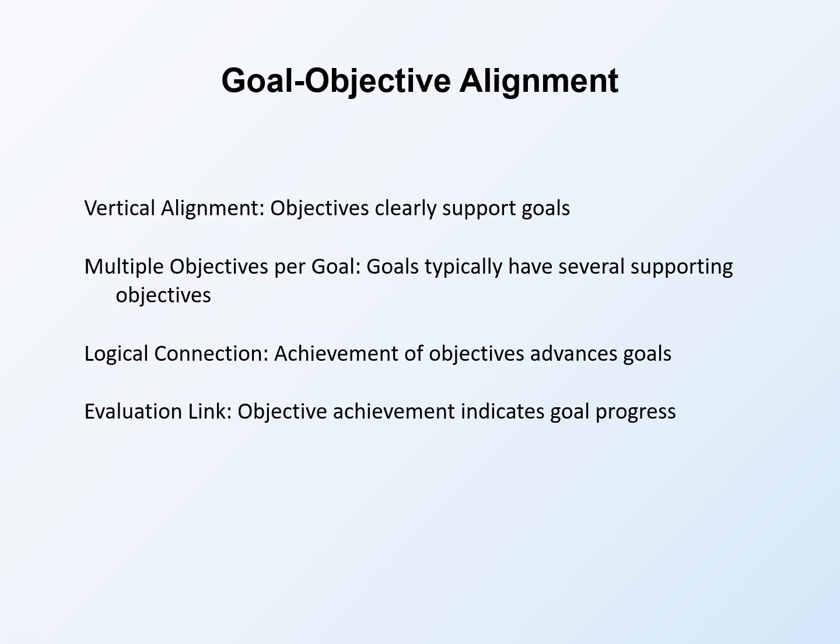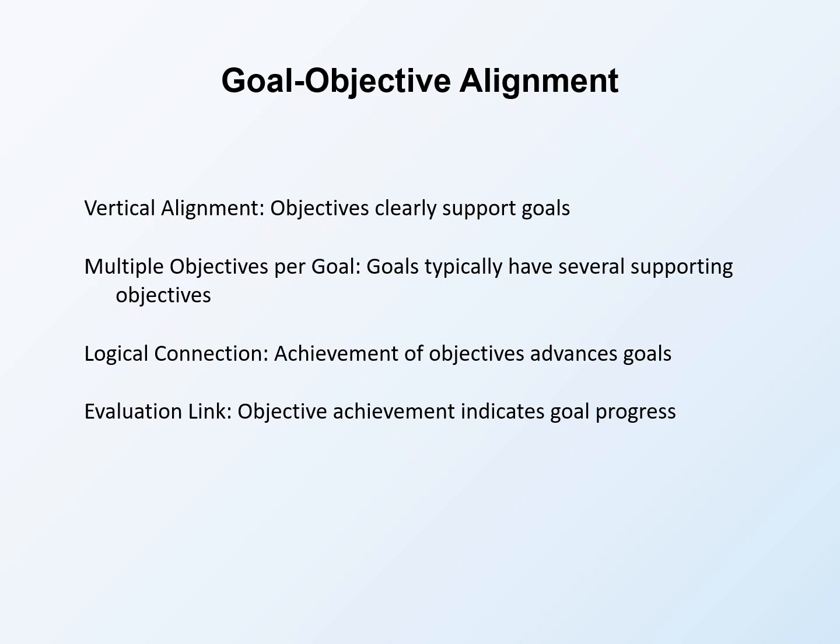Goal-objective alignment ensures coherent program design. Vertical alignment means objectives clearly support goals. Each objective should visibly contribute to goal achievement. If an objective does not advance a goal, question its inclusion. Multiple objectives per goal is typical. A single goal of improving health might have objectives related to access, behavior change, and clinical outcomes. Several specific targets contribute to one broad aspiration.